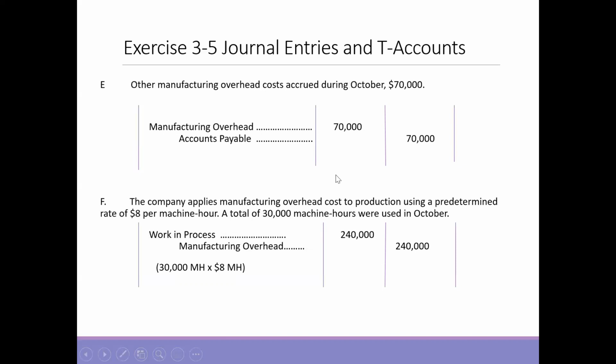The company applies manufacturing overhead costs to production using a predetermined rate of $8 per machine hour. A total of 30,000 machine hours were used in October. So the 30,000 times $8 an hour, work in process is debited 240,000, and we credit manufacturing overhead. That's how we're applying it to the various jobs.